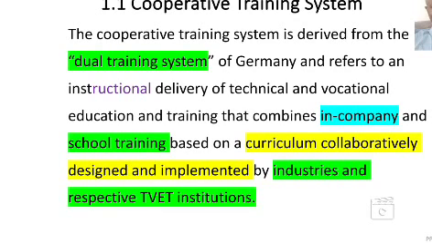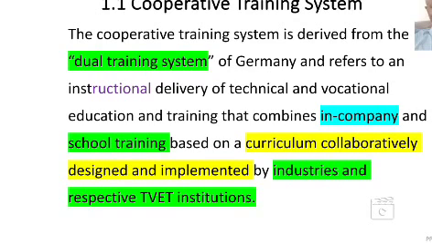Another colored term here is in-company. In-company is the kind of training that is given in industry. It is not only in training institutes that training is provided, but also in the company, in the workplace. We can say workplace learning. And when we say school training, school refers to TVET schools, technical and vocational education and training schools.